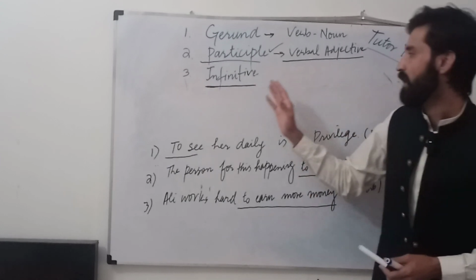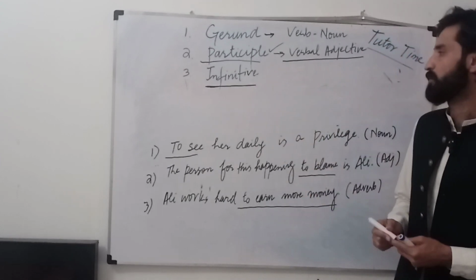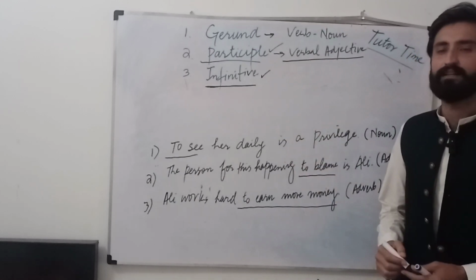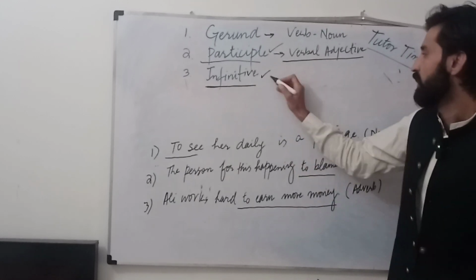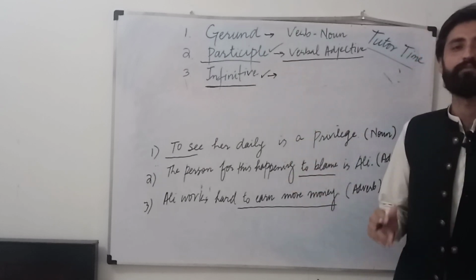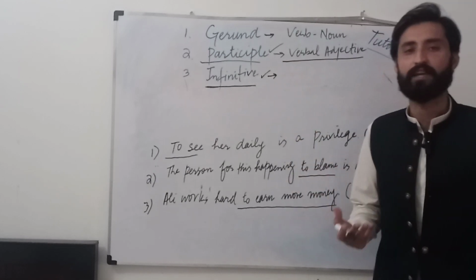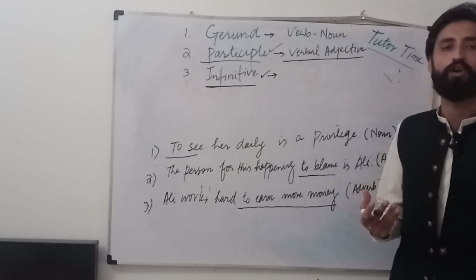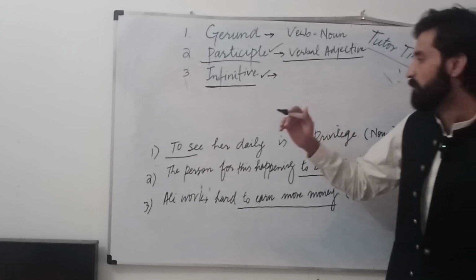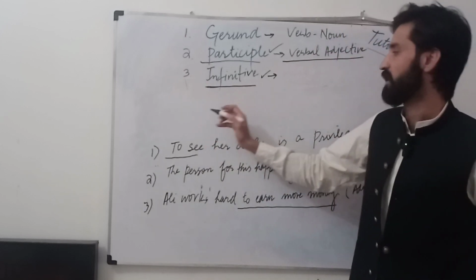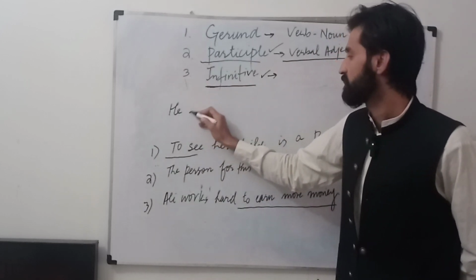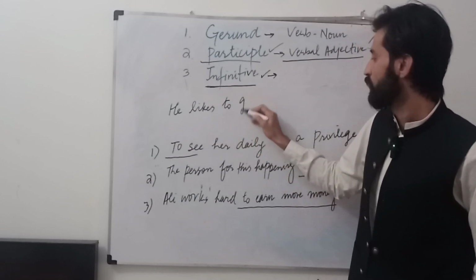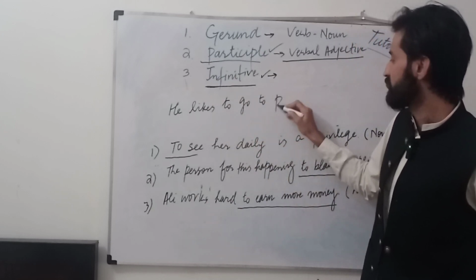Okay, now our third point is to talk about infinitives. So infinitives are again a type of verb used in a sentence, but these are a specialized type of verbs that we come across in a sentence. Now, for example, if I write an example: he likes to go to parties.